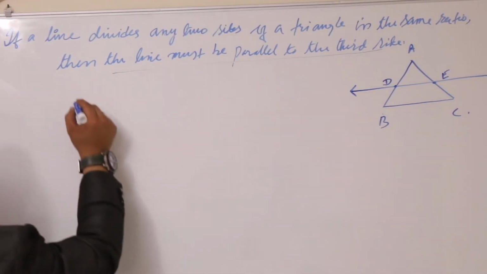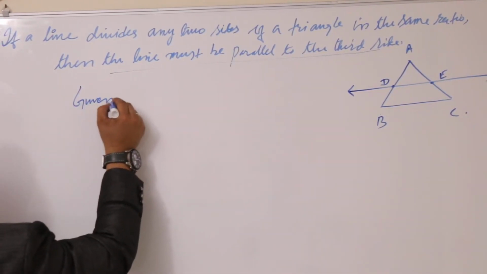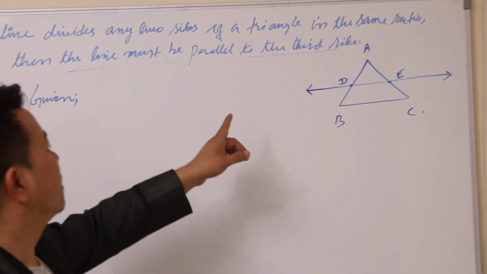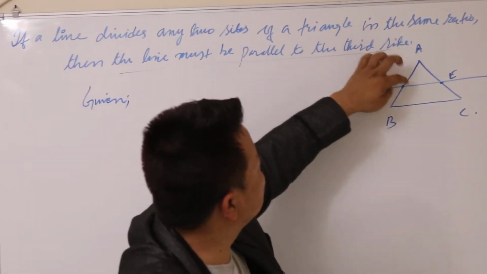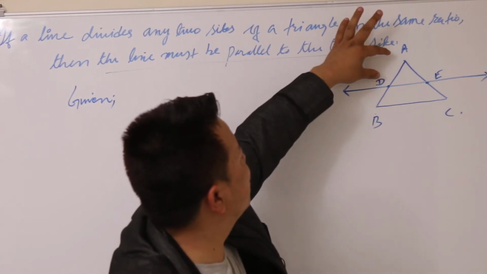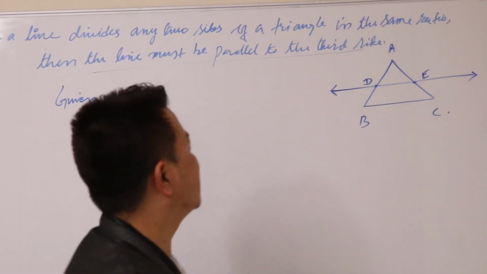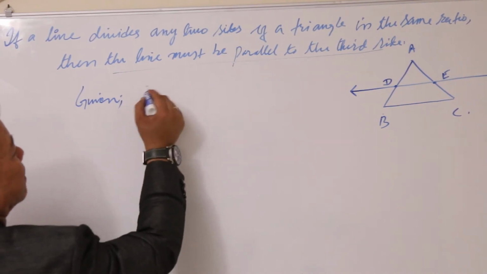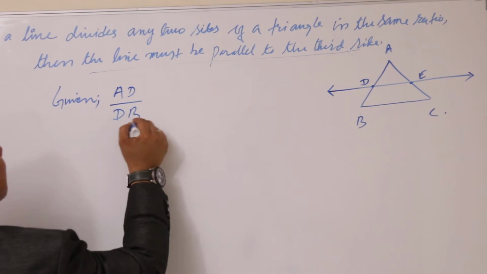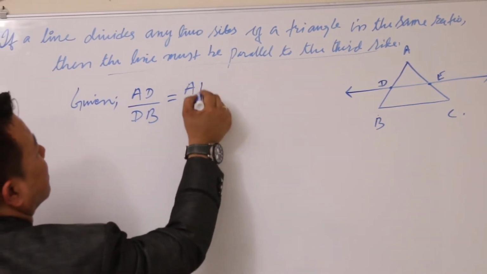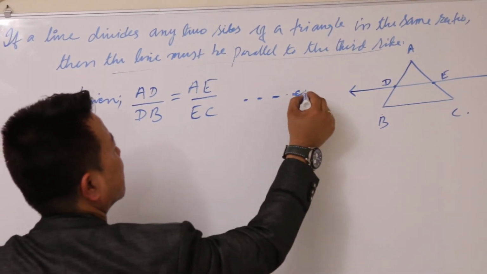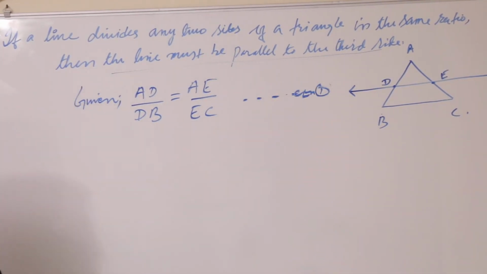Okay, first of all, given. In triangle ABC, a line is dividing these two sides AB and AC in the same ratio. In the same ratio means the ratios of AD to DB and AE to EC are the same. So how can you write it? Given: the ratio AD by DB is equal to AE by EC. This is given. You can mark it as equation 1.